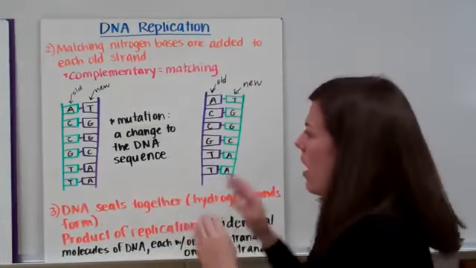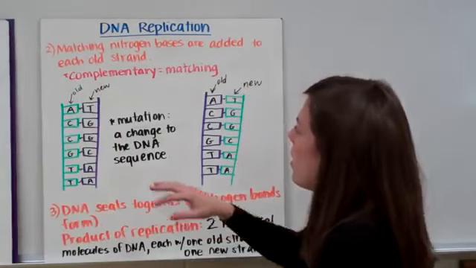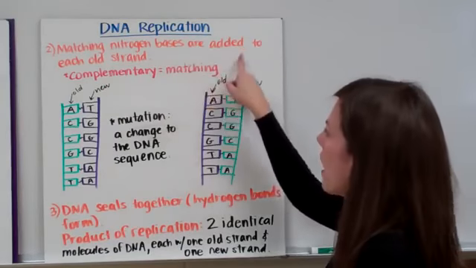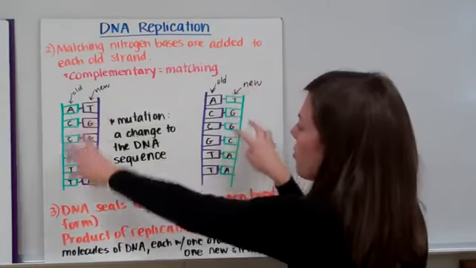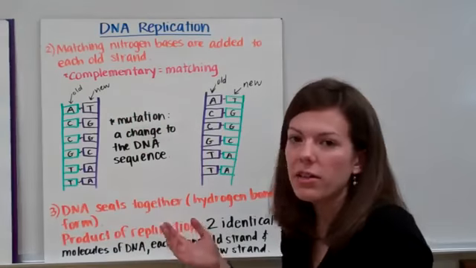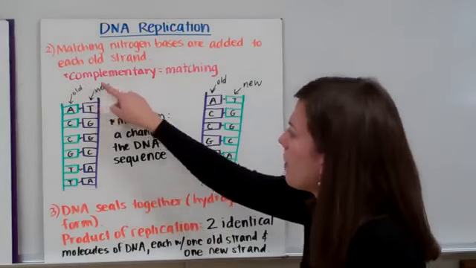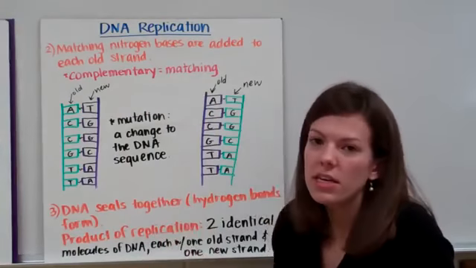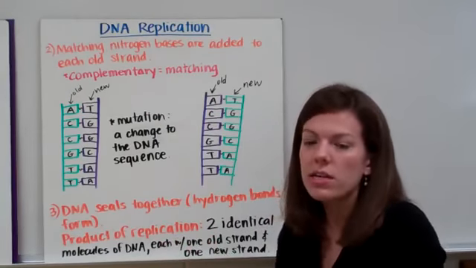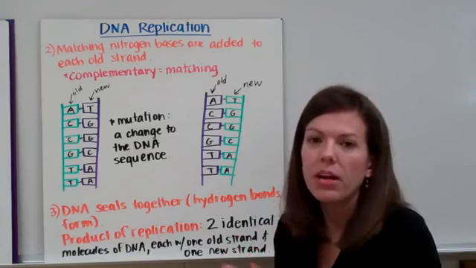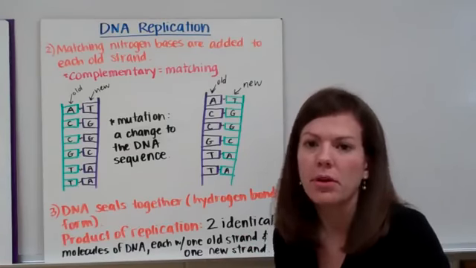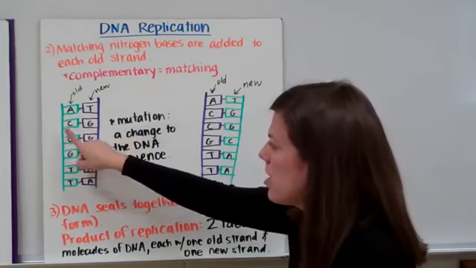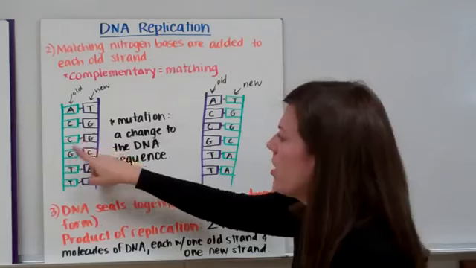After we've unzipped our DNA, we have our two old strands on the side, and then we bring in our new nitrogen bases, or our matching nitrogen bases, which are added to each old strand. So we start with the green strands, and then we have to add in the letters that match. It's important to know this word complementary is just a synonym for matching. So remember we said A binds with T and G binds with C. So A and T are said to be matching or complementary, and G and C are said to be matching or complementary. So wherever we have an A, we'll need to bring in another T. C, we'd bring in another G, and so on.